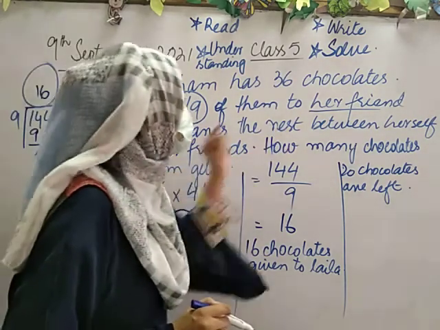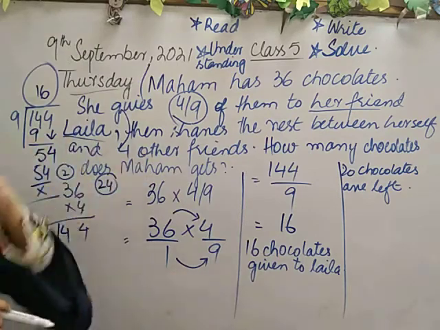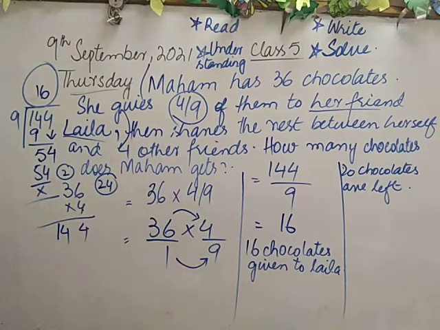Then shares the rest between herself and other 4 friends. Maham has 4 friends, so there are 5 altogether. माहम को इंक्लूड करके कितनी फ्रेंड्स हो जाएंगी? 5. माहम ने अपनी 4 फ्रेंड्स को चॉकलेट्स डिस्ट्रीब्यूट की थी, उसके अलावा वो भी तो थी एक, सो इन टोटल वी हैव 5 फ्रेंड्स.